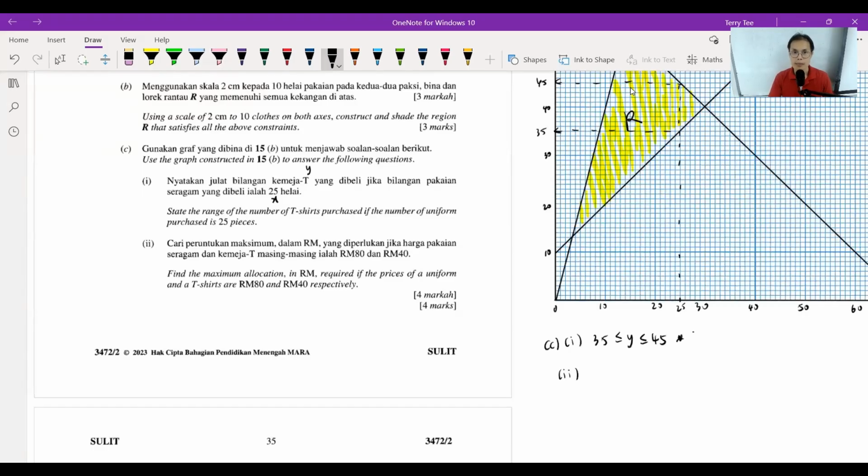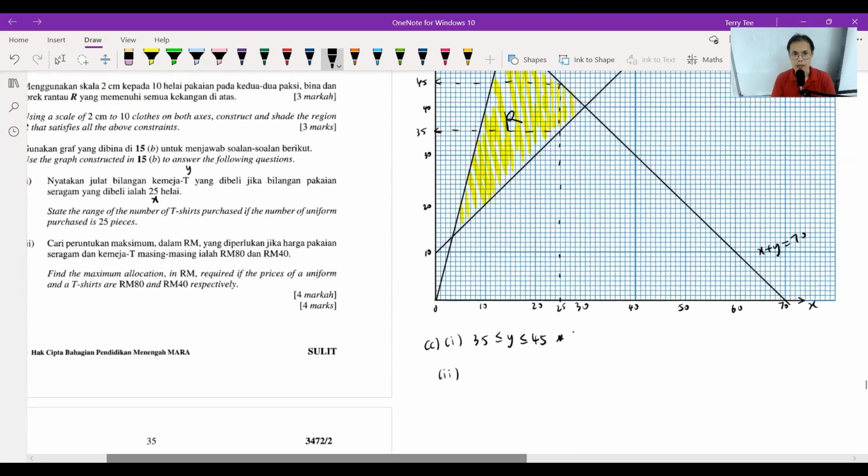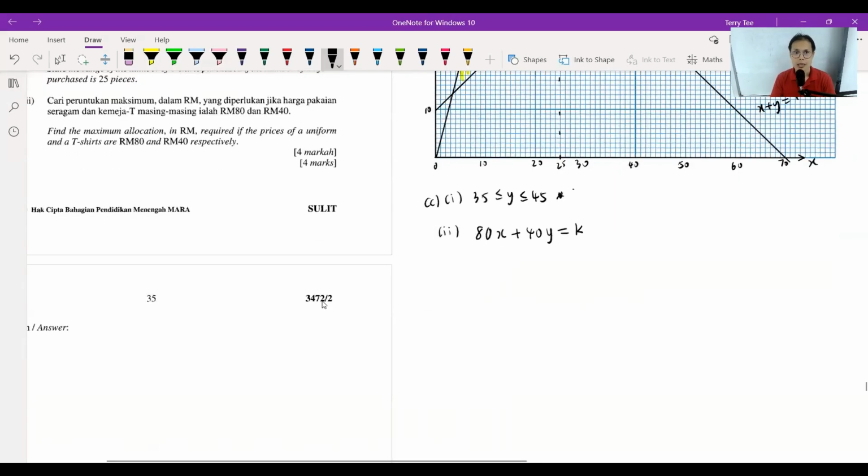Cari peruntukan maksimum yang diperlukan jika harga pakaian seragam, kemeja T dia ialah 80 dan 40. Okay, so this is the peruntukan. Yeah, that means how much you budget. For pakaian seragam is 80 ringgit. If you buy X of it, it's 80X. Kemeja T is 40 ringgit. If you buy Y of them, so it's 40Y. And the result is K. K is your objective function, fungsi objektif. So we want to find the maximum allocation, peruntukan maksimum.